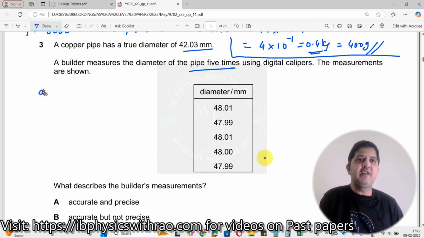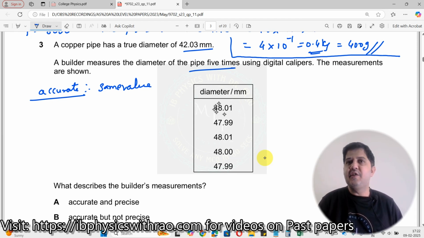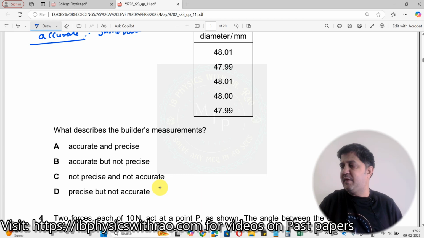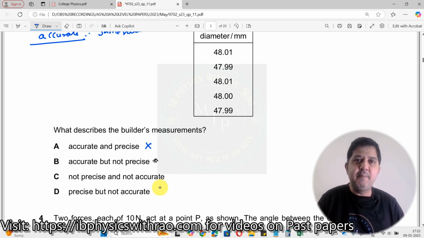What do you mean by accurate? You should get the same value. Are you getting the same value here? No, you're getting different values over here. So definitely it's not accurate. Therefore C and D could be the right answers, and definitely A and B are incorrect.